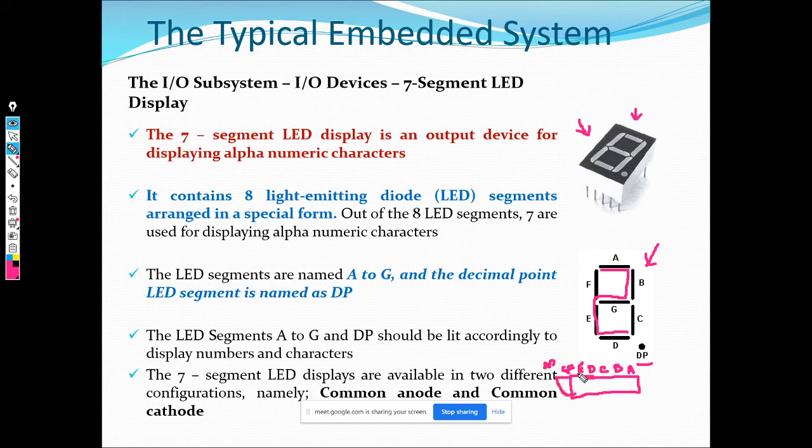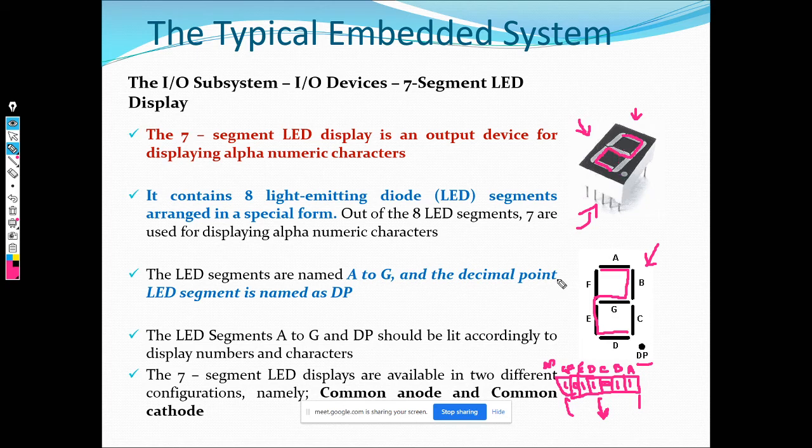If you want to display 2 here, your A should be 1, your B should be 1, your G should be 1, and then your E should be 1, and your D should be 1. The remaining ones are zeros, so these two are zeros. This will be your output. You send this to the output port, and that goes through these pins and highlights only those particular LEDs. So it appears as if you got the number 2 displayed.